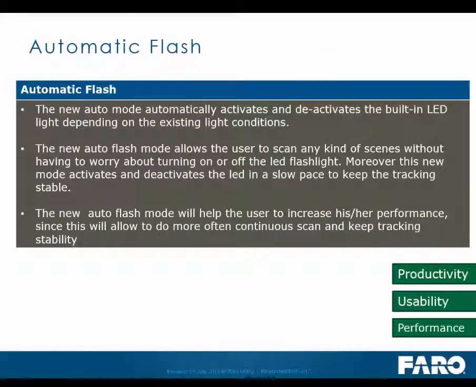We've also modified the flash to have an automatic mode. For those people that have used it before, you may remember that the only way to turn the flash off was either to disable it at the beginning before you started scanning, or to disable it during scanning by pressing the icon on the screen. But now in auto flash mode, the system will look at the exposure for the camera and will turn the flash on or off depending on what the environment is. It's also done in a slow mode so it doesn't lose tracking.